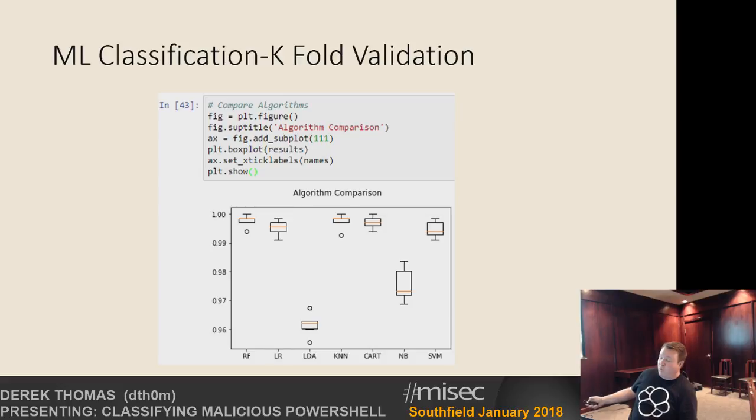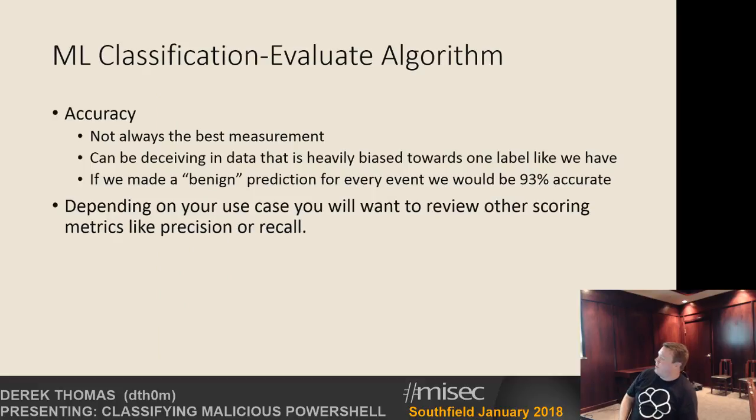I mean, it was way better than our rules-based processing, and we were able to make it a lot better in the end. But it's not always the best measurement. If the data is heavily biased, in my data set, if we said everything was benign, we'd have 93% accuracy, which sounds pretty good, but that's truly not. So depending on your case, you might look at other scoring metrics.